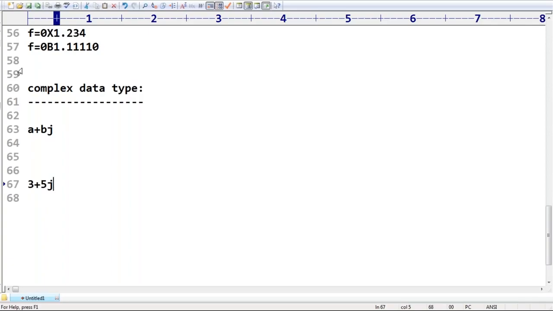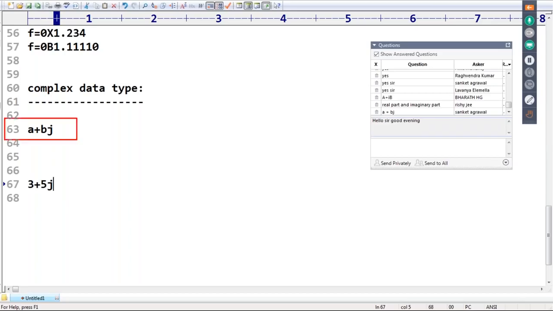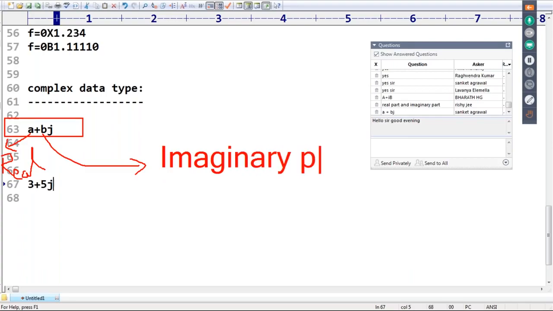Remember, sir. Now my question is, this a is called the real part. This b is called, sir, a is called what? Real part. B is called the imaginary part. Are you getting? B is called the imaginary part.